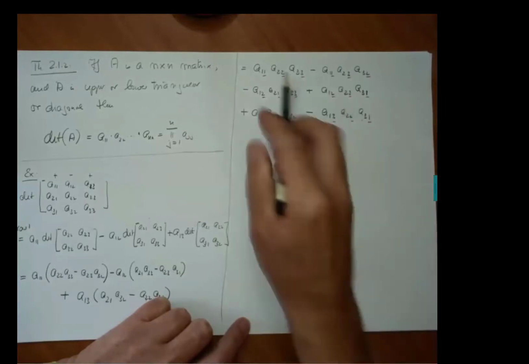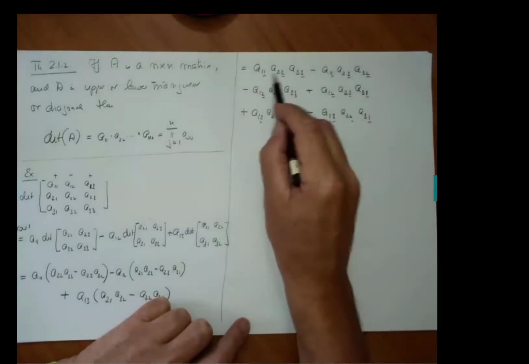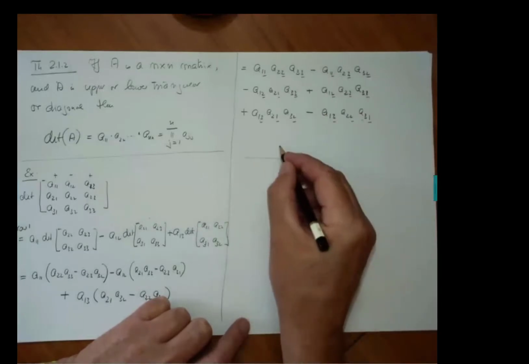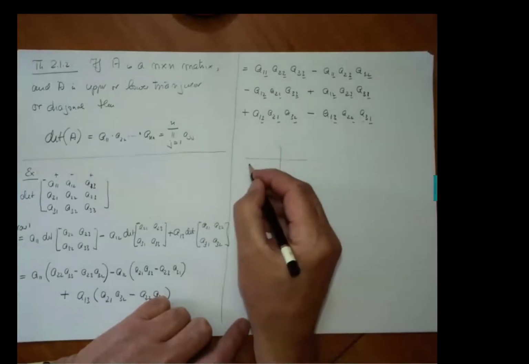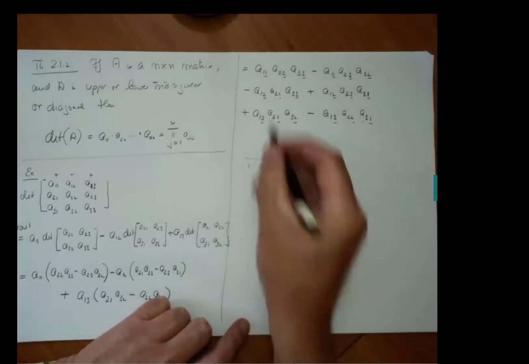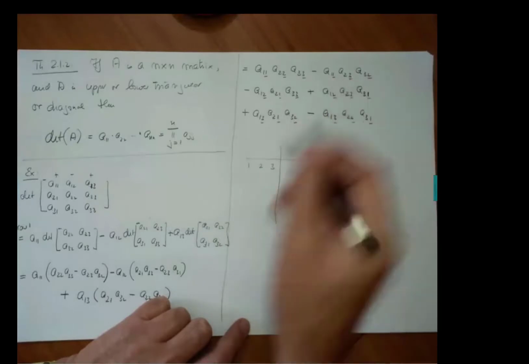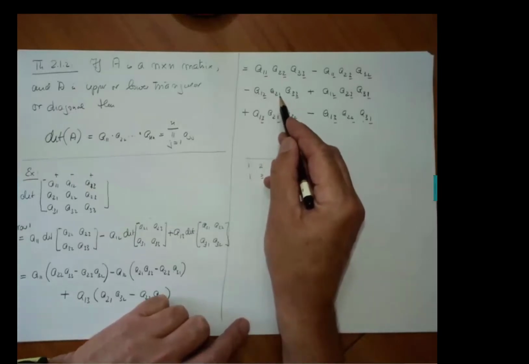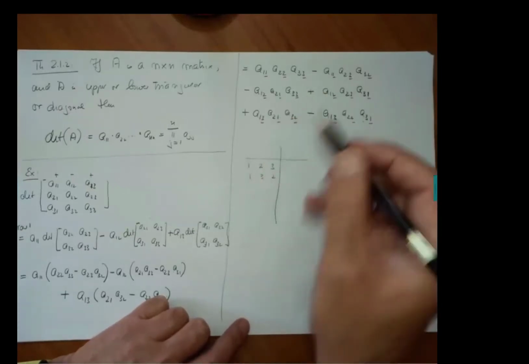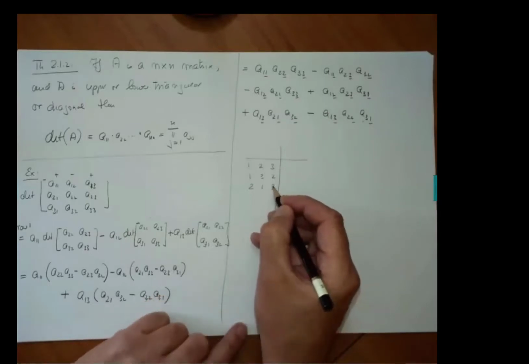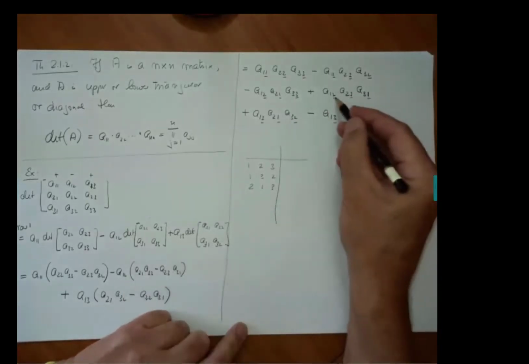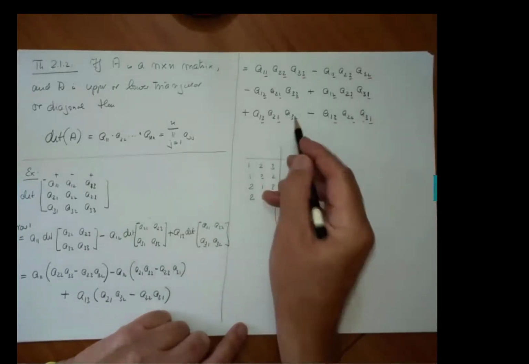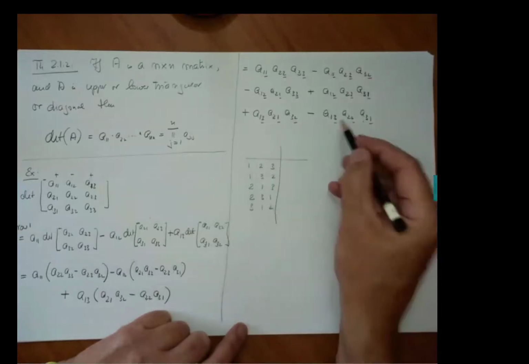So let's, for each of these 6 terms, write the second number. We have 1, 2, 3. 1, 3, 2. 2, 1, 3. 2, 3, 1. 3, 1, 2. 3, 2, 1.